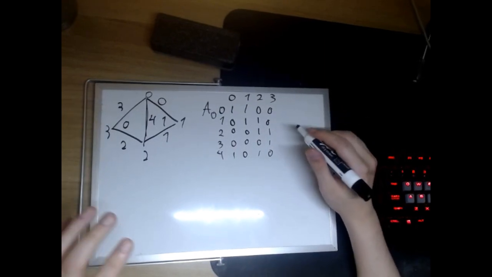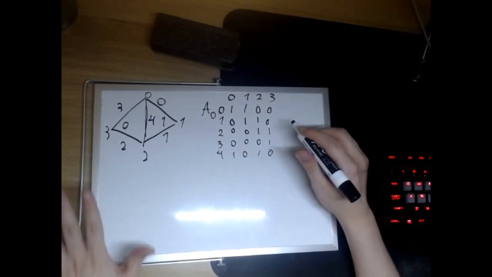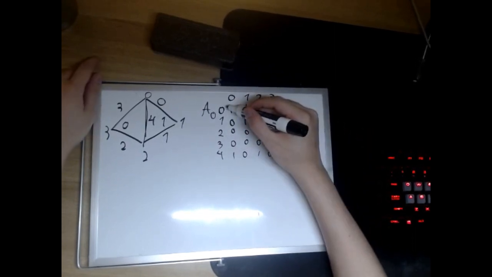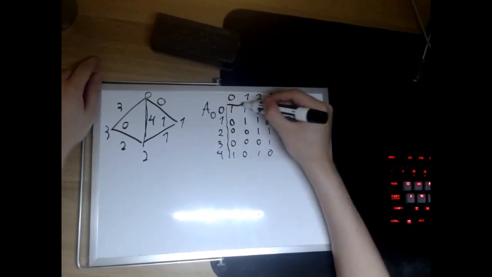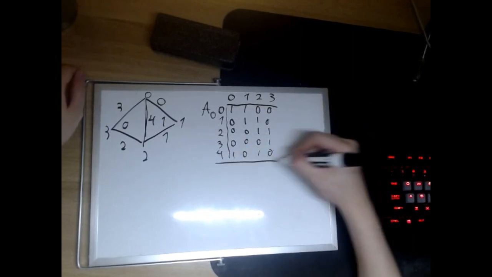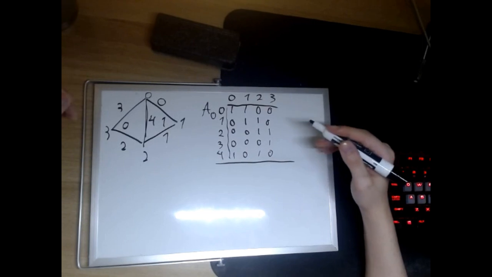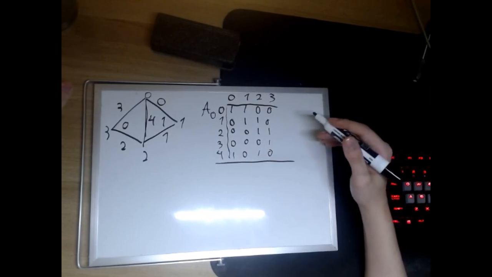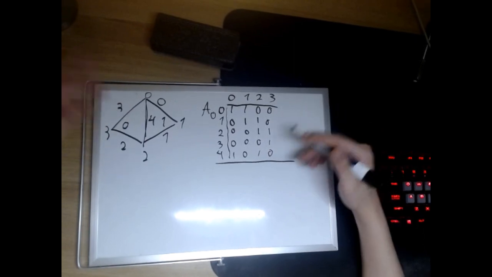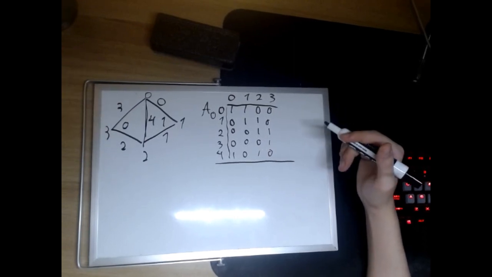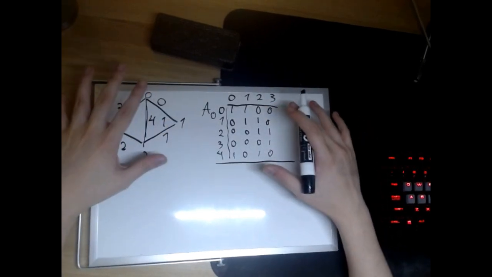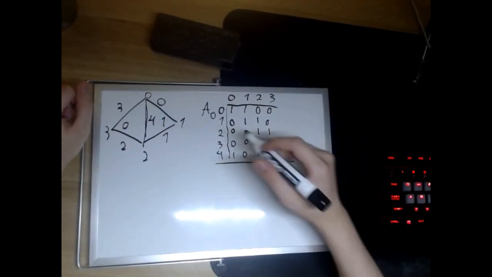Now, something that is going to be neat is every row is going to have exactly two non-zero entries. The reason for that is because every edge has only two vertices, then it follows that the representation of that edge on the matrix should only have two non-zero entries, one for each one of the vertices that it contains. So these matrices end up being really, really sparse.